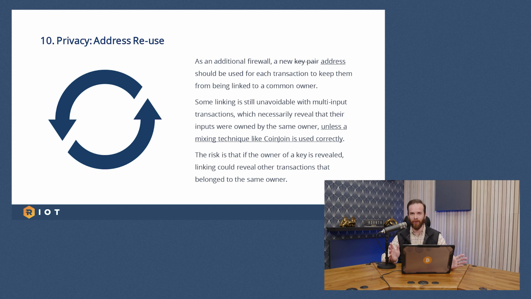Satoshi did not know about CoinJoin, so it made part of his white paper somewhat incorrect. The risk is that if the owner of a key is revealed, linking could reveal other transactions that belong to the same owner. Still a problem.